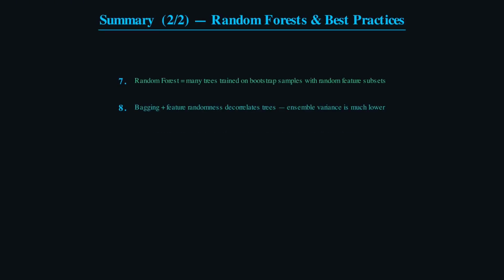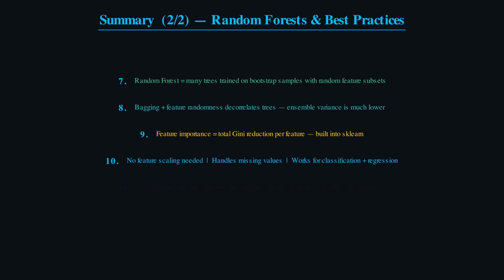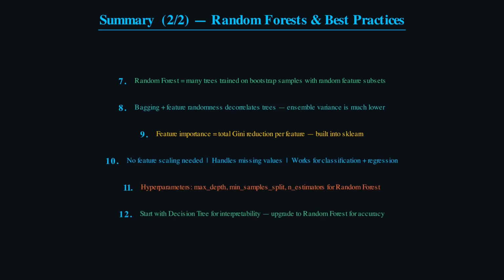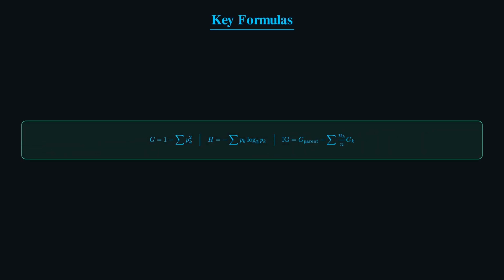Use a single decision tree when you need a model someone can audit, trace, and explain in plain language. Switch to random forest when accuracy matters more than interpretability. Either way, no feature scaling required, mixed data types work natively, and you get feature importance for free.